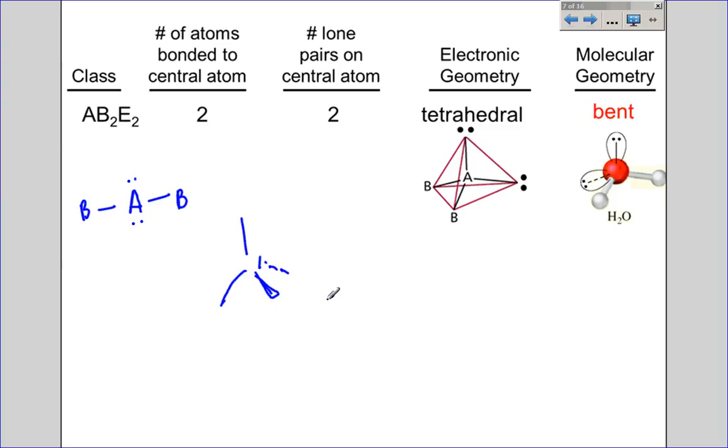is this geometry. So what we're going to do is replace 2 of these bonds with lone pairs, and if we want to keep with the basic structure here, we'll be left with a bent molecule.